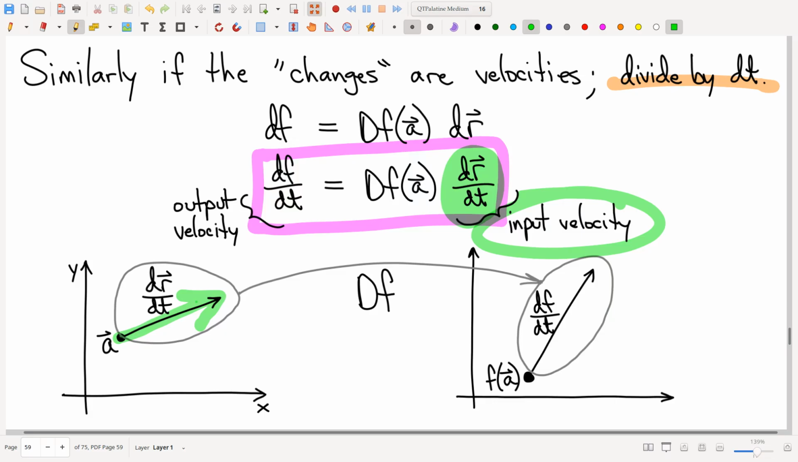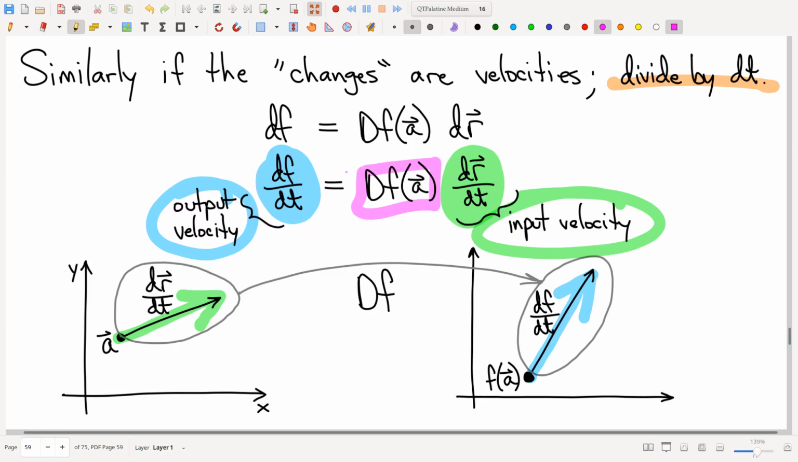So dr dt, rate of change of position, is velocity. And then analogously, the rate of change of your output position, df dt, is output velocity. So an alternative take on what the derivative matrix does is that it turns not an input change into an output change, but an input rate of change into an output rate of change.